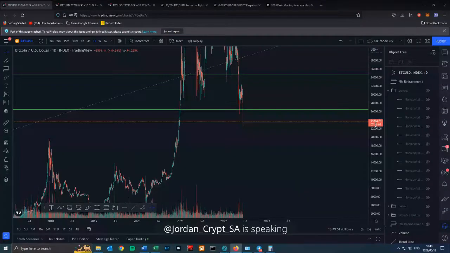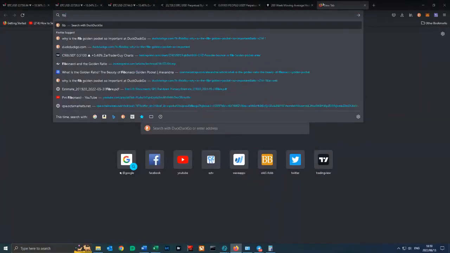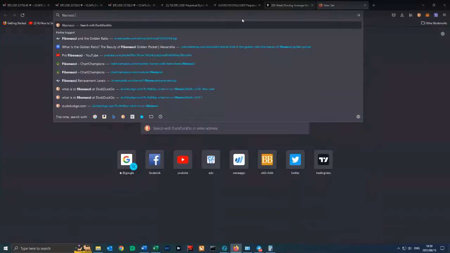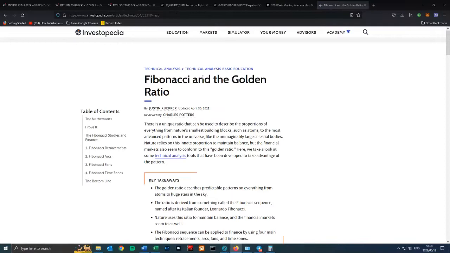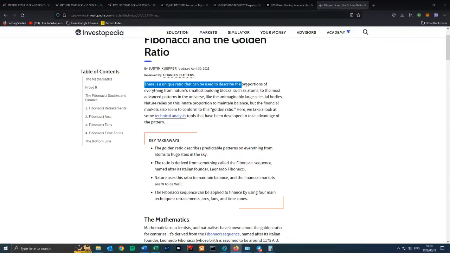So do yourself a favor, go and Google Fibonacci retracements. Oh, there we go, the golden ratio. Maybe I'll put this into the document. Investopedia is awesome. There's a unique ratio that can be used to describe the proportions of everything from nature's smallest building blocks, such as atoms, to the most advanced patterns in the universe, like the unimaginably largest celestial bodies. Nature relies on this innate proportion to maintain balance, but the financial markets also seem to conform to this golden ratio.